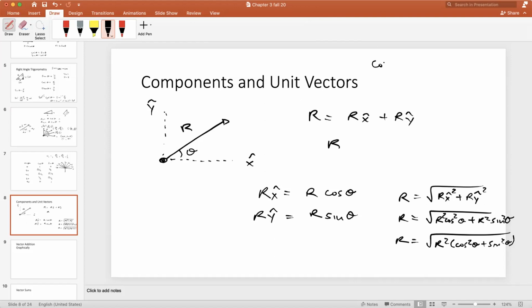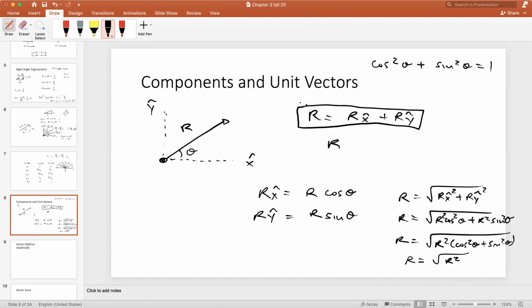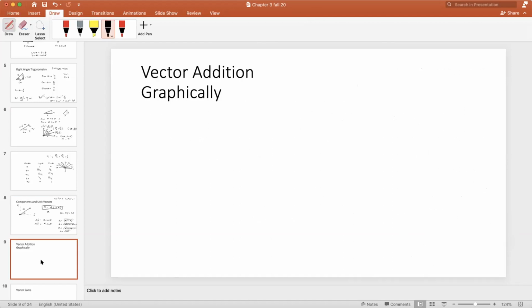Anyway, cosine squared plus sine squared is equal to 1. That's the Pythagorean theorem. That means that this r is equal to the square root of r squared, which technically means r is equal to plus or minus r. But we're going to assume that that just means r is equal to r. Okay, so those are our components. We need to remember this is always true. And I'm going to show you that this is always true. Furthermore, I'm also going to show you that r is equal to r y hat plus r x hat as we go further.